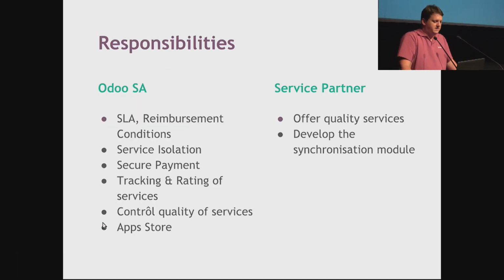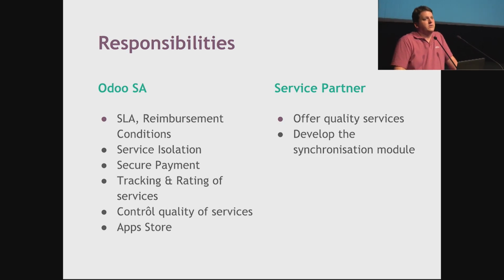What will be the responsibilities? The responsibilities of Odoo SA will be to guarantee an SLA to the end user, including the reimbursement condition. Like if we fail delivering the service, we should reimburse the customer. The service isolation, to be sure that it's secure. The securization of the payment, so the partner will never receive credit card information or data about the customer. We guarantee that. We also track the usage of the service, how many SMS you consume, so that the customer will have a portal where he can track everything.